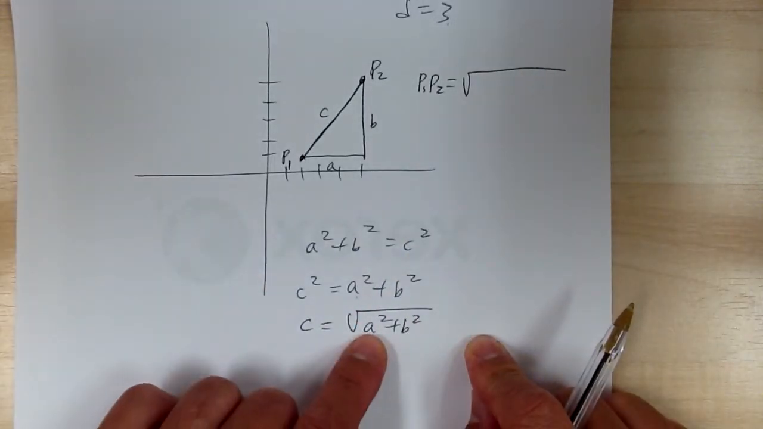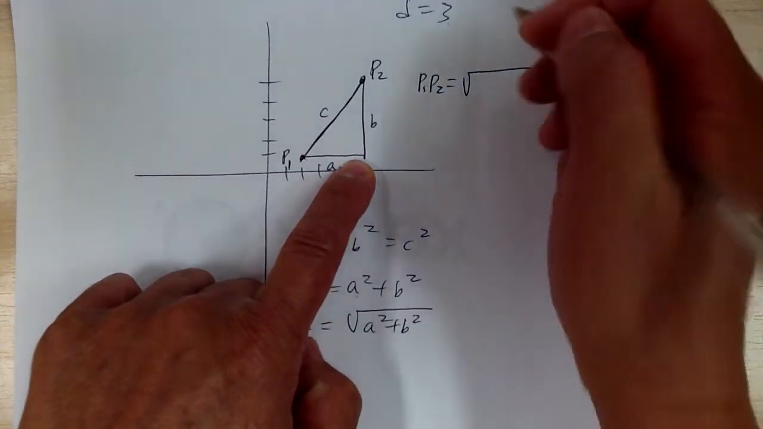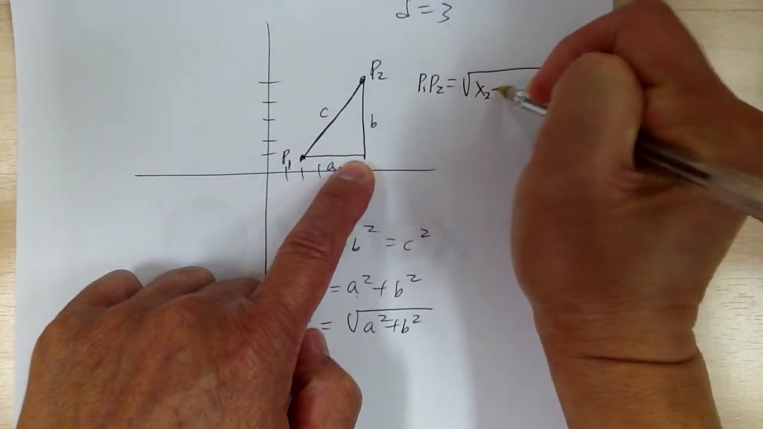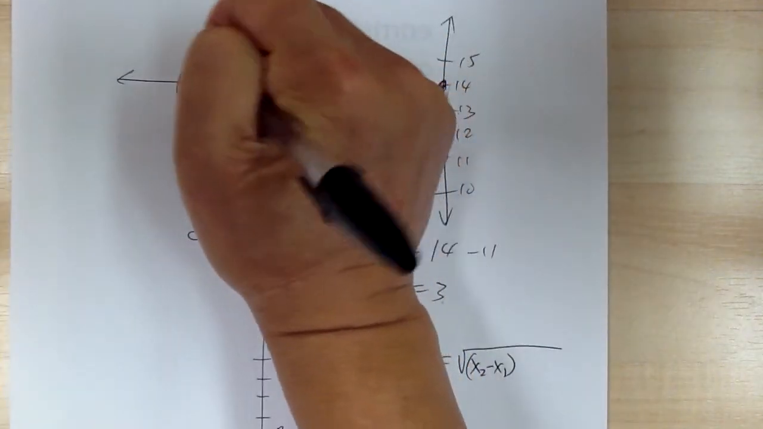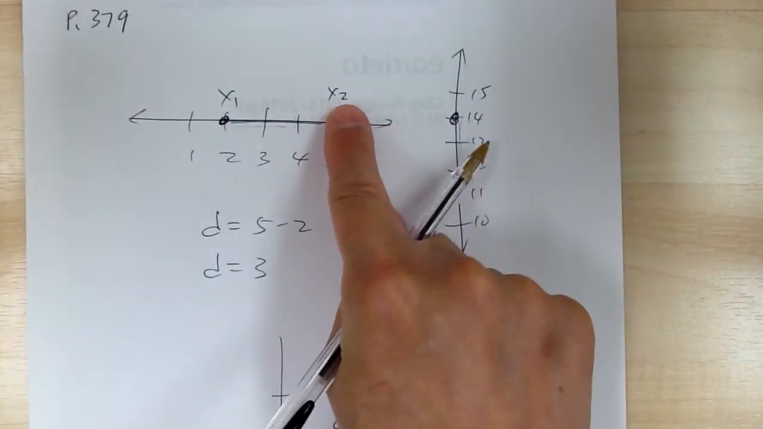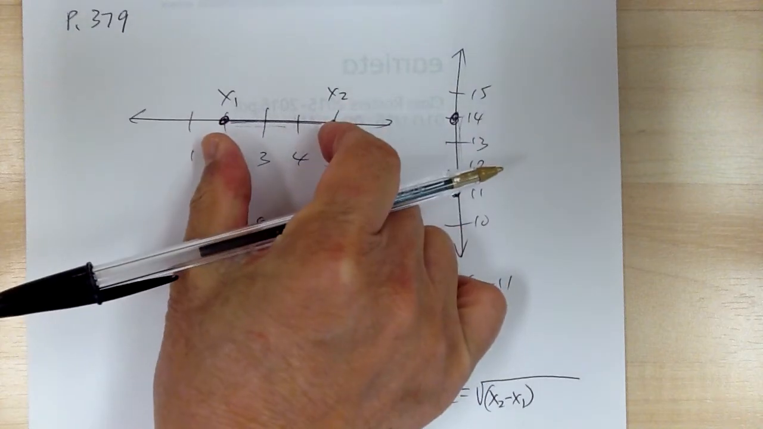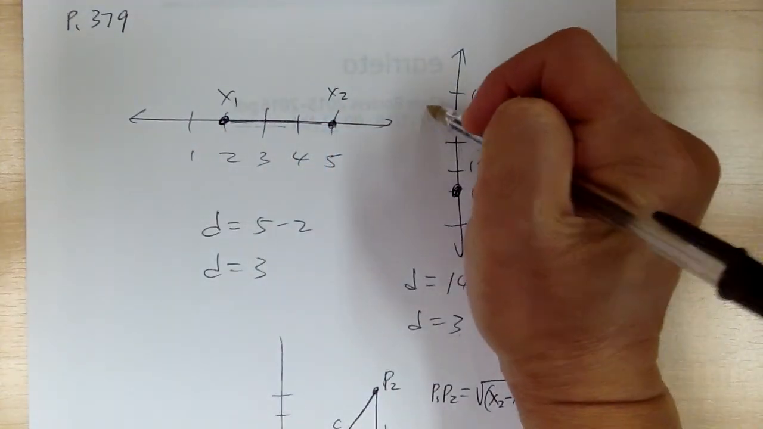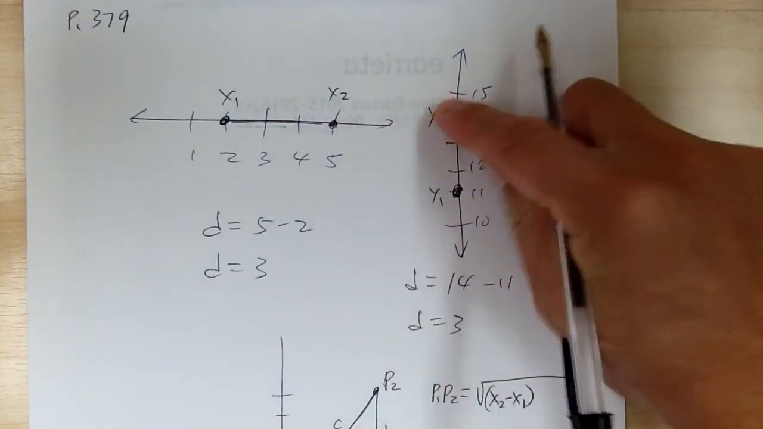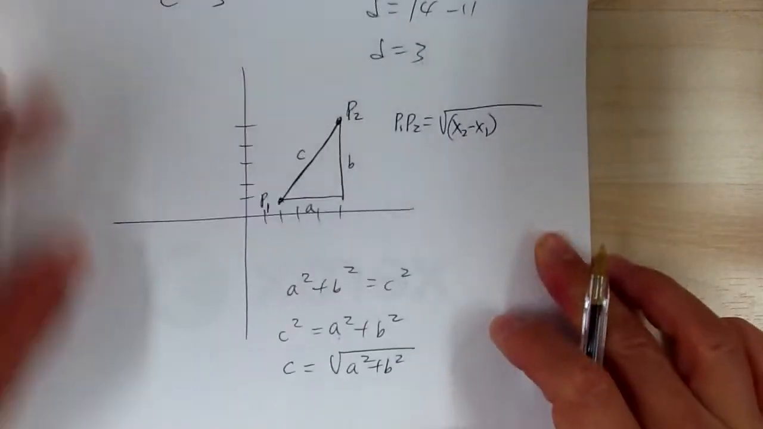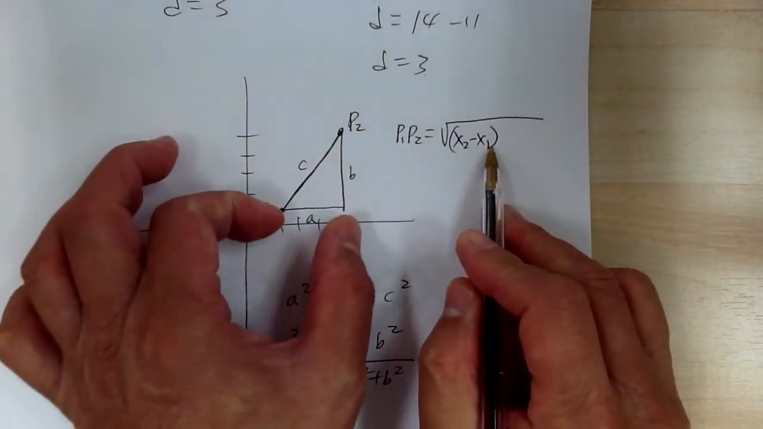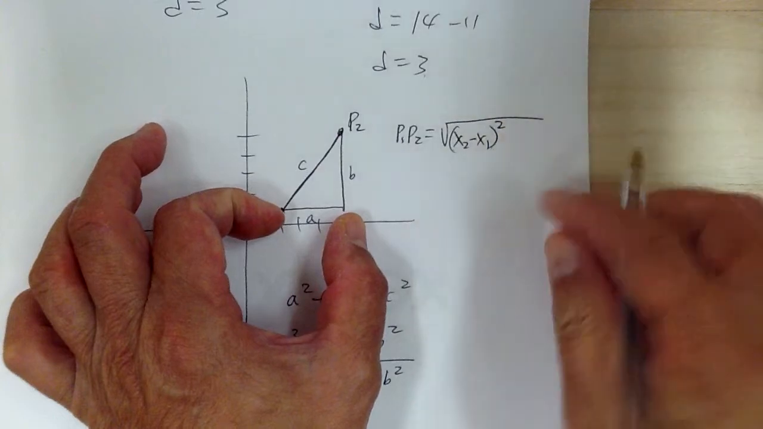So how are you going to find A? Well, we already did this, right? So this is going to be x2 minus x1, right? From here, see, that's your x1 and that's your x2. So x2 minus x1 will give you the horizontal distance. And this is your y2, this is your y1, so it gives you the vertical distance. So same idea. So x2 minus x1 will give you the A, and you have to square that.